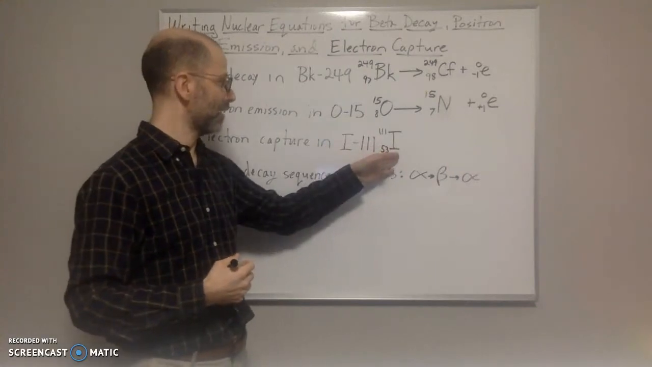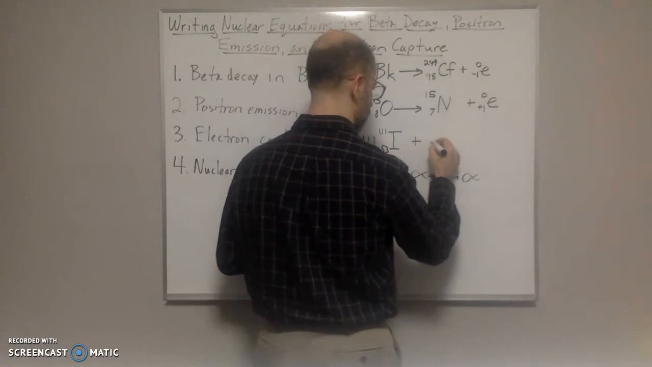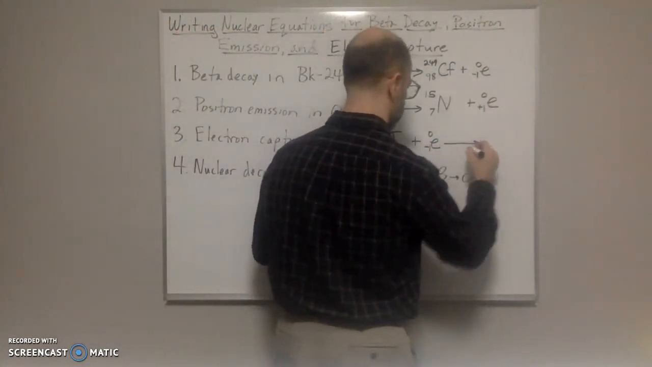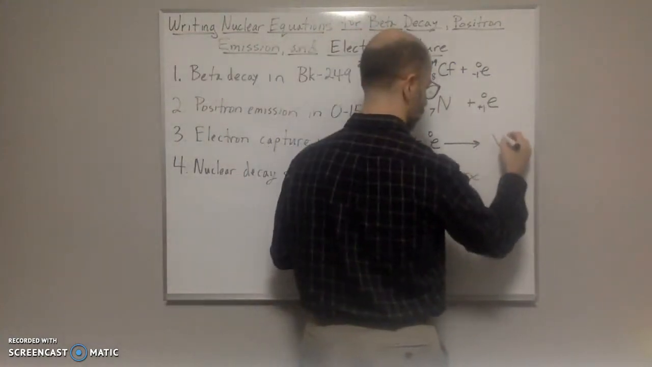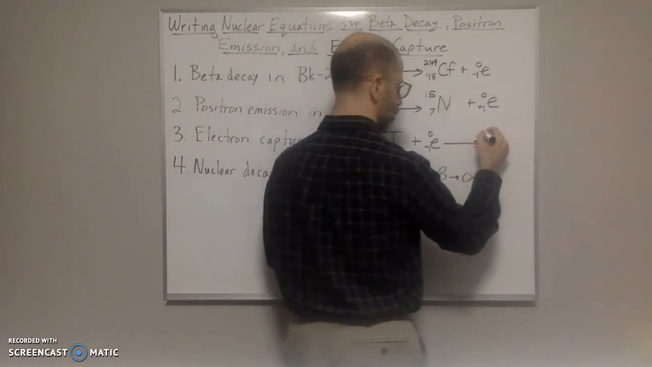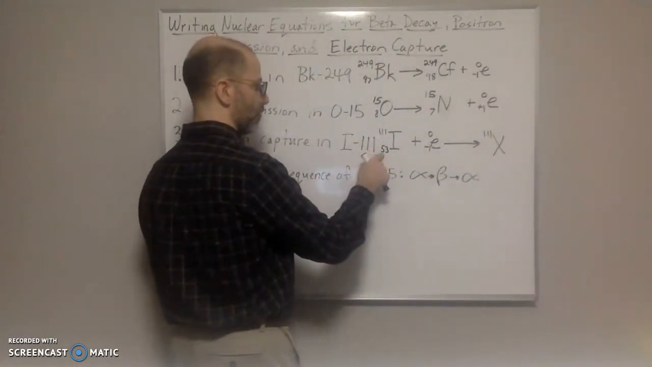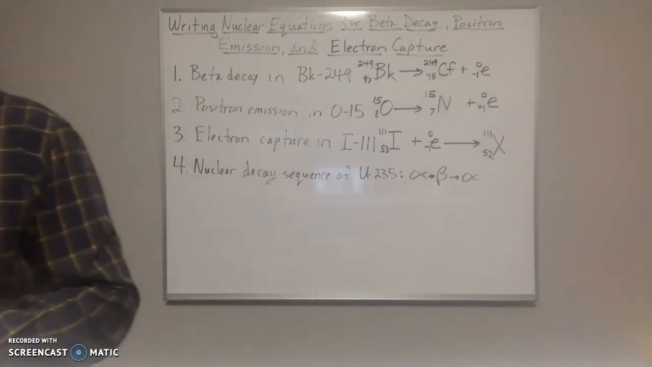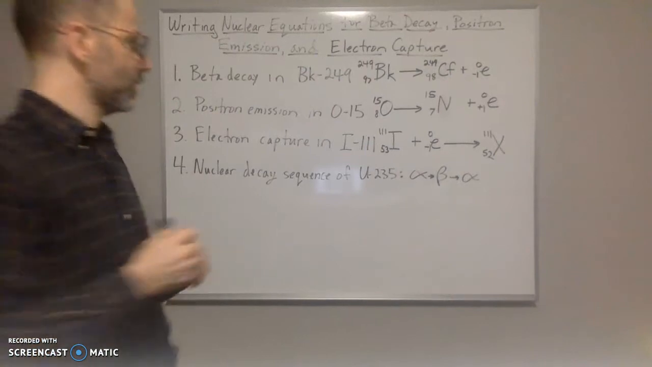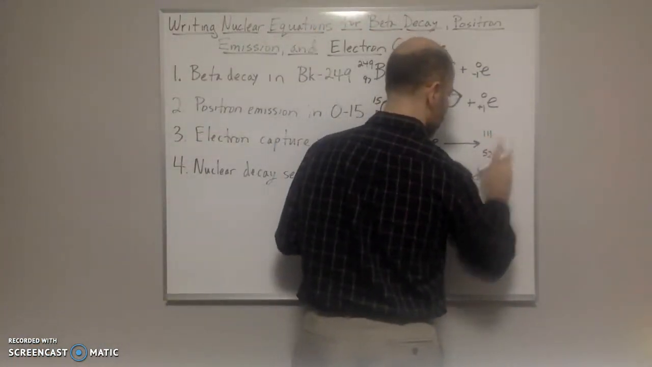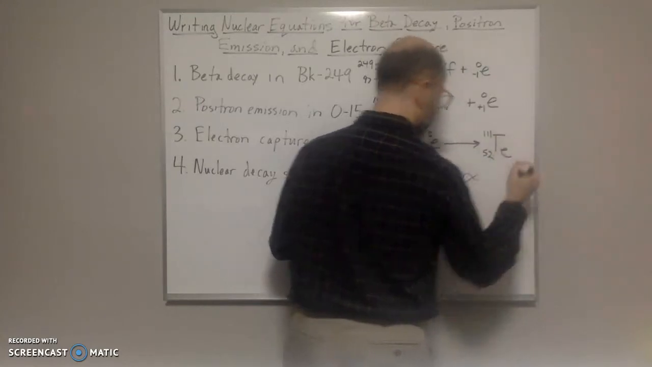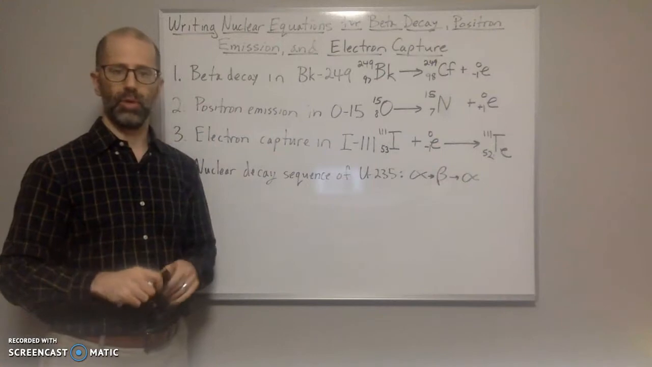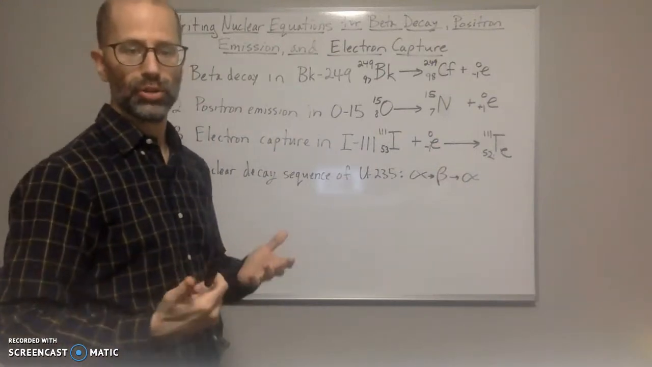So it's going to be on the reactant side. So we're going to add an electron. So 0, -1. So our symbol for the electron. And what is that going to form? Well, we're going to have X, whatever that element is. 111 plus 0 still gives us 111. 53 minus 1 gives us 52. So now we look up what 52 is. And 52 is Te, tellurium. So X here becomes Te. So that is the nuclear reaction for the electron capture in iodine 111. Okay, great. So far so good.